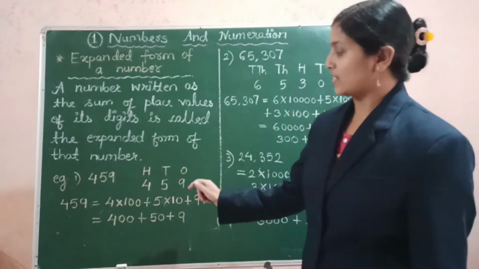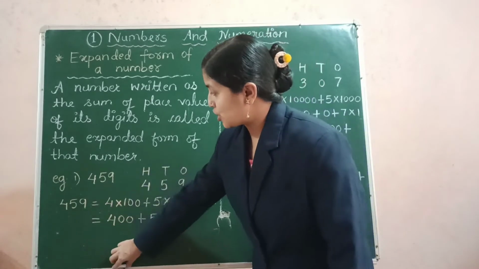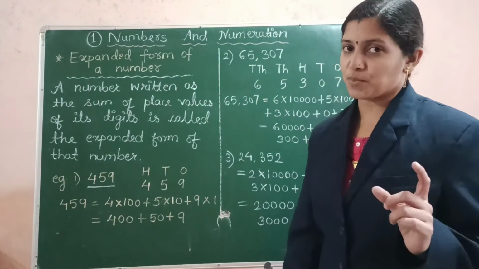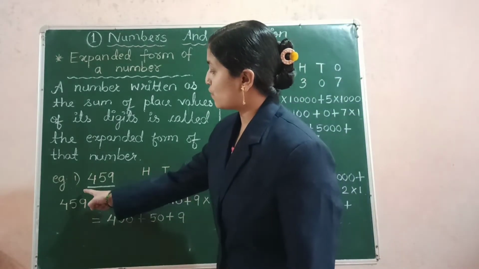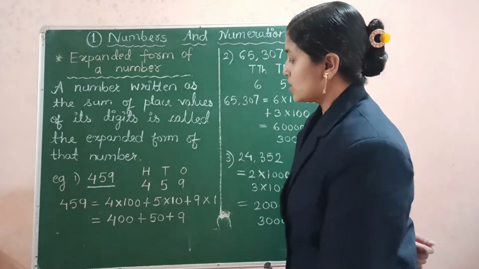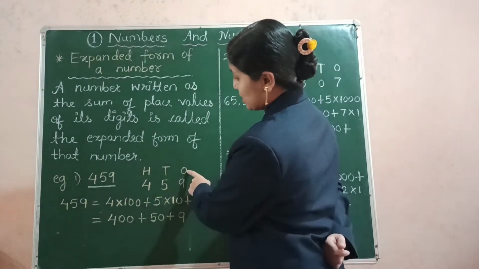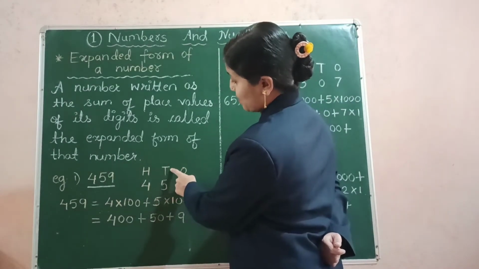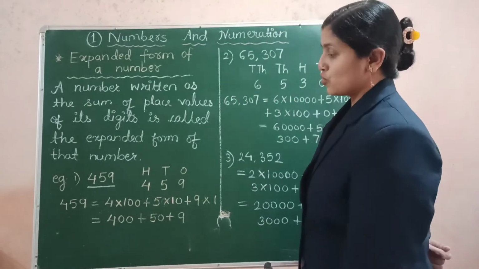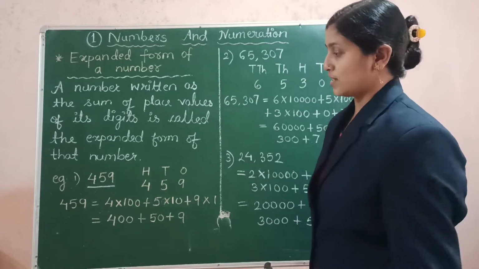So you can see here, I have taken a number which is 459. First we will take a smaller number. So the number is 459. So what are the place values? See, 9 is in ones place, 5 is in tens place, whereas 4 is in hundreds place. Okay. So now we will expand this number.